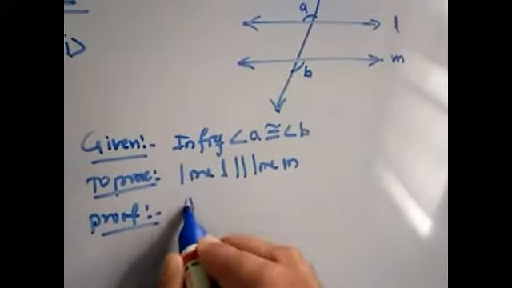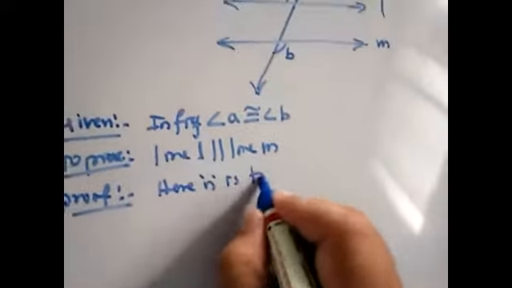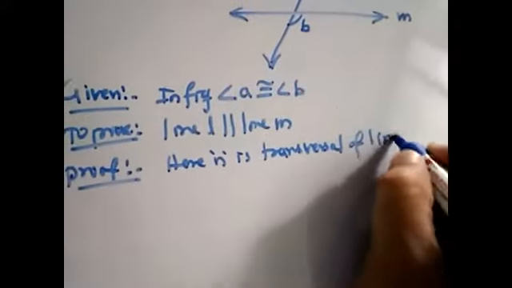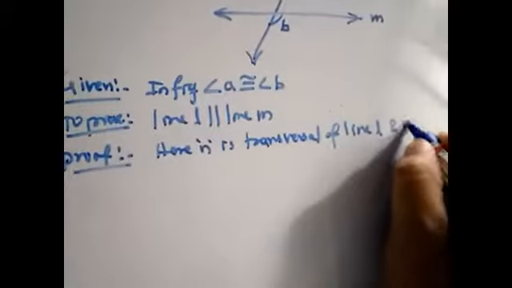Here N is transversal. N is transversal of line L and M.